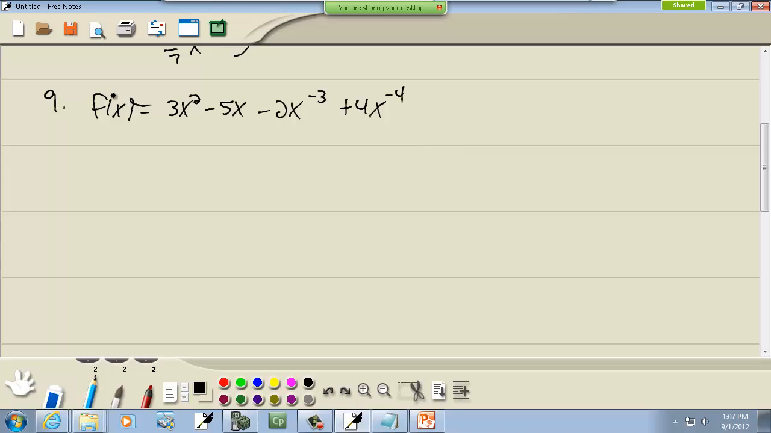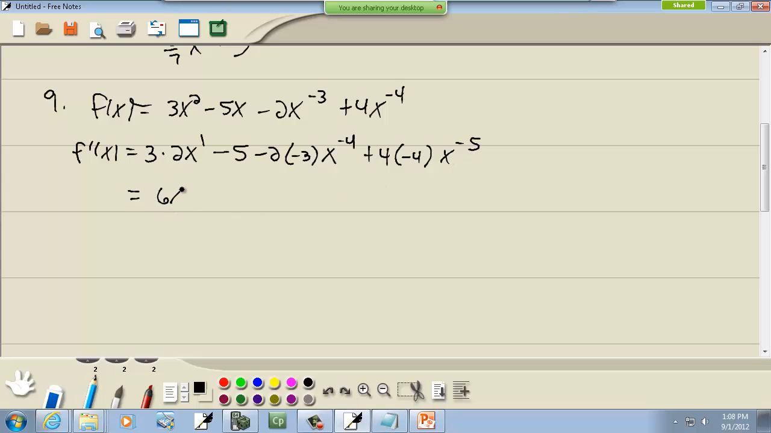Well, this one's in perfect form. Everything's x to a power. So for our derivative, numbers out in front stay out in front. Take a power, put it out in front, lower it by 1. If you have a number with an x, the x disappears. We got negative 5. And this one, the negative 2 stays out in front. Take your power, put it out in front, lower it by 1. On this one, the 4 stays out in front. Take your power, put it out in front, lower it by 1.